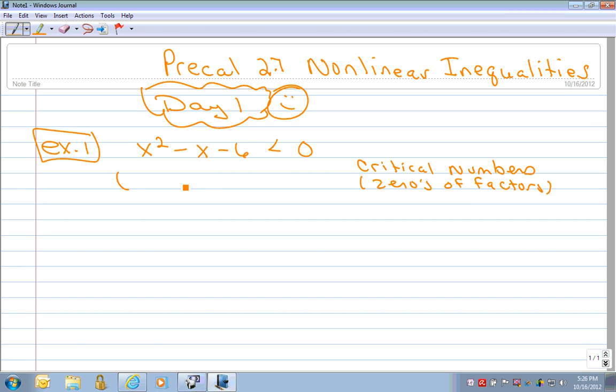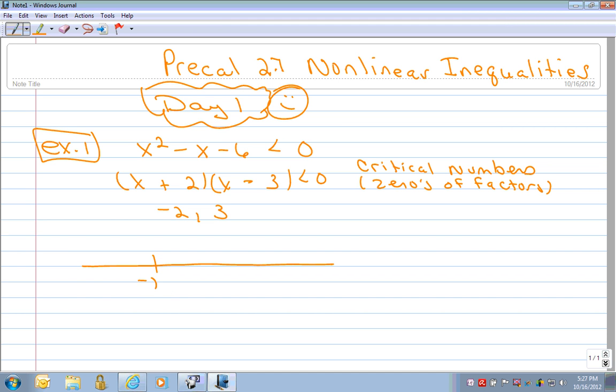In this case, it's a pretty easy factoring problem. You would have x and x, and 2 and 3, being negative 3 and positive 2. And therefore our critical numbers would be negative 2 and 3. Then we're going to use a number line and some test intervals to determine our solution.